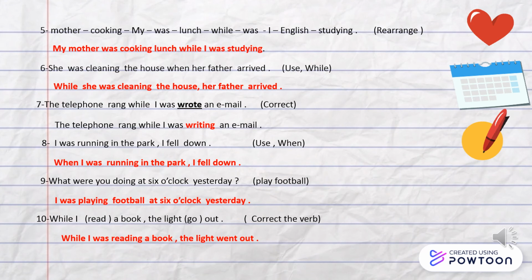Number 8. I was running in the park. I fell down. Use when. We should here use when to connect these sentences together. Excellent. We should notice that the letter W is uppercase, which means that we should start the sentence with when. So the answer will be, when I was running in the park, I fell down.